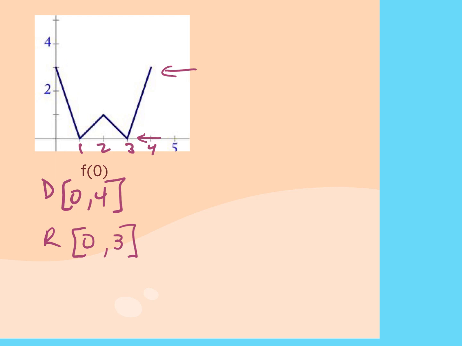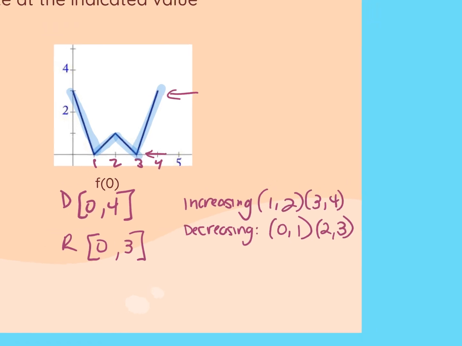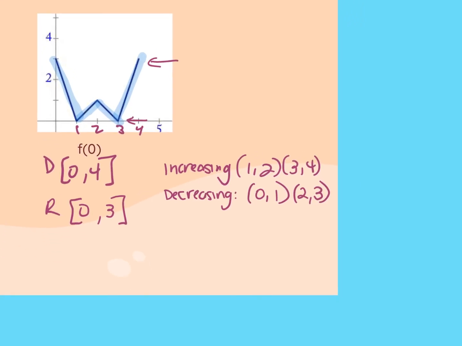Let's go left to right. This is decreasing, 0 to 1. Then it changes direction and goes increasing, 1 to 2. Changes direction and decreasing, 2 to 3. Changes direction, increasing, 3 to 4. This again would be neither even nor odd. And then to evaluate at f of 0, 0 is obviously here. Here's my coordinate point, and that is 3.